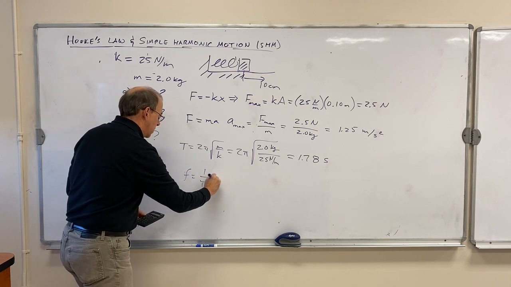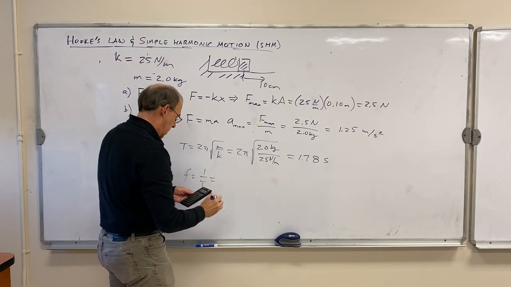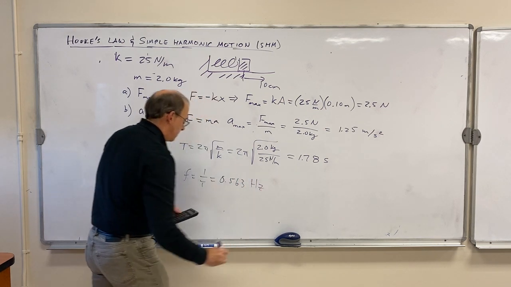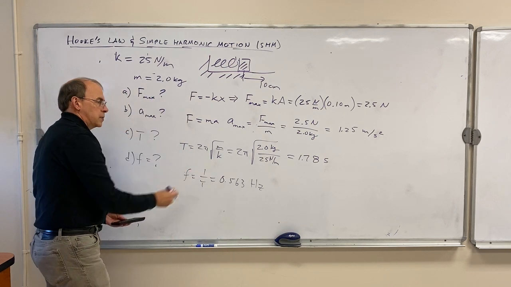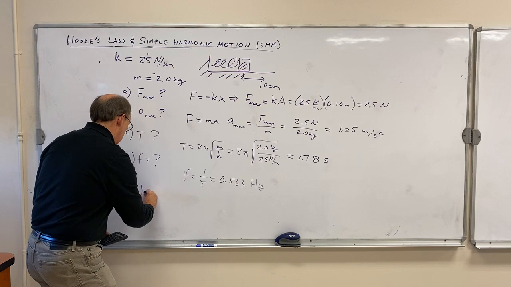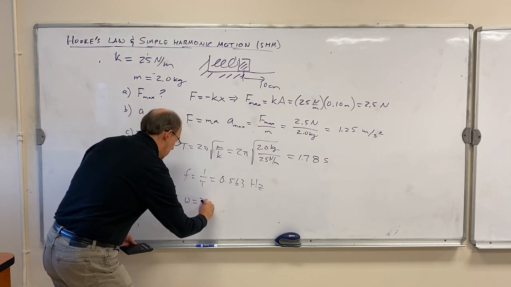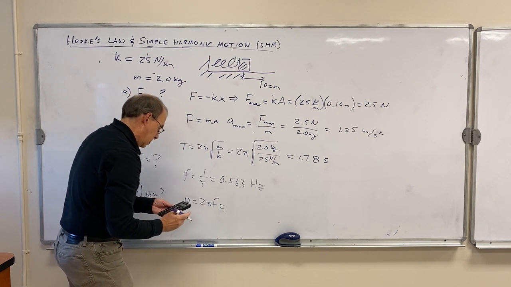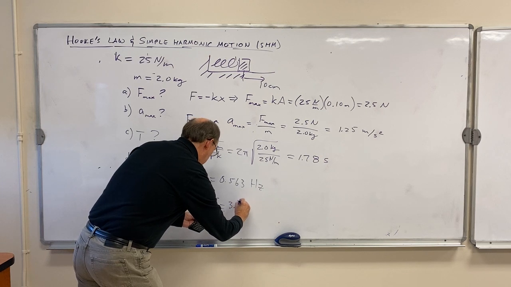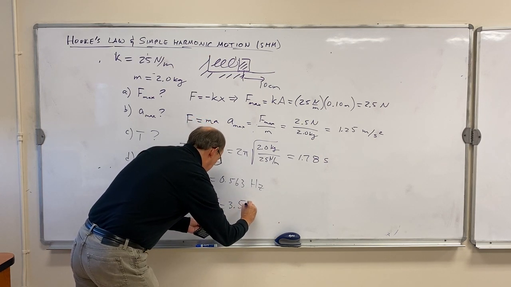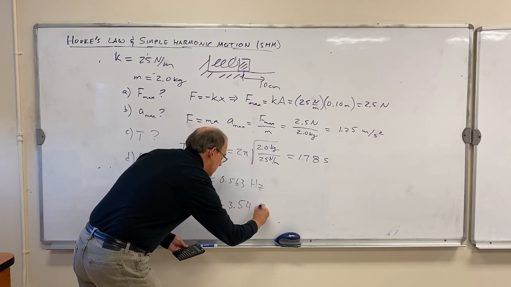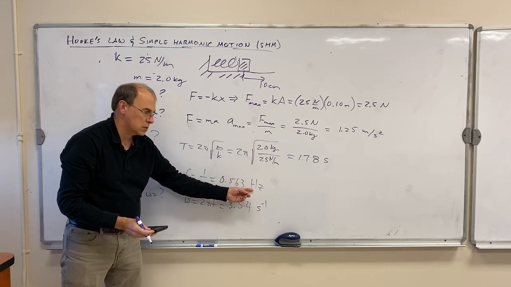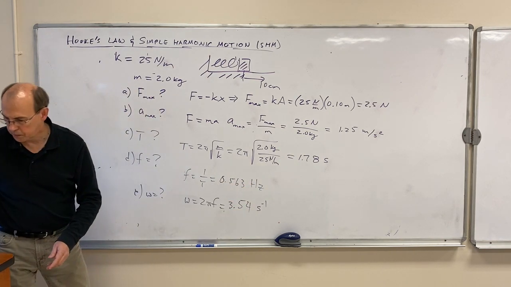Frequency is 1 over the period, which is 0.563 hertz. Angular frequency, if I'd asked for it, omega, would be 2 pi times the frequency, which would be 3.54 seconds to the minus 1. Be careful of your units. Even though this again is 1 over seconds, here we say hertz, and here we say seconds to the minus 1.